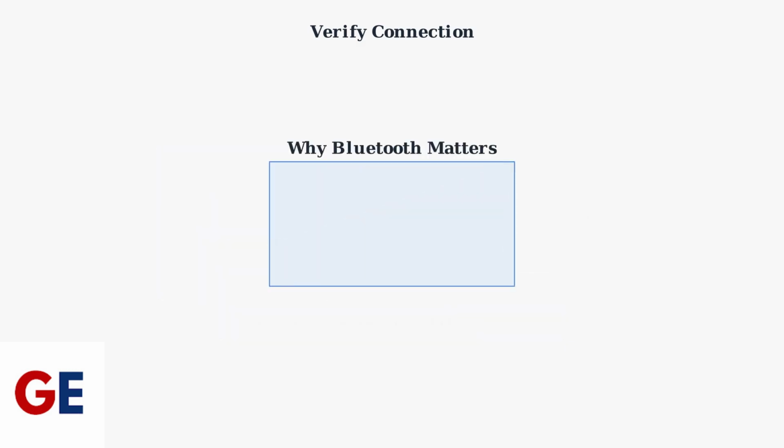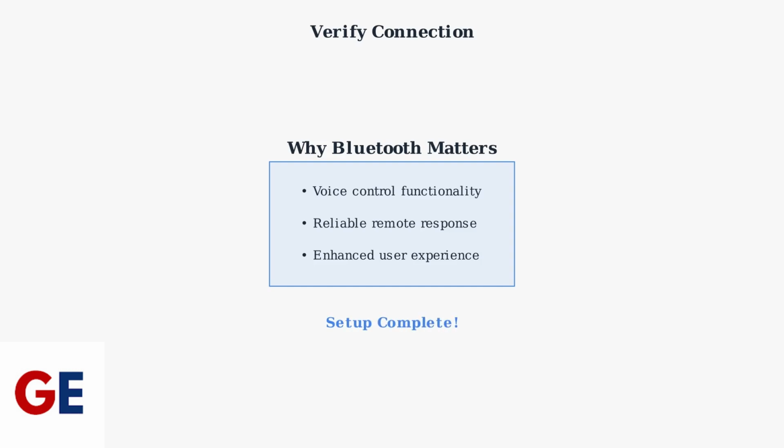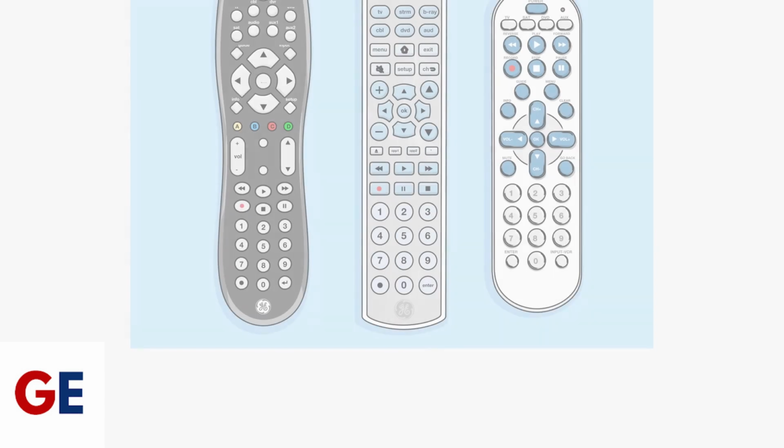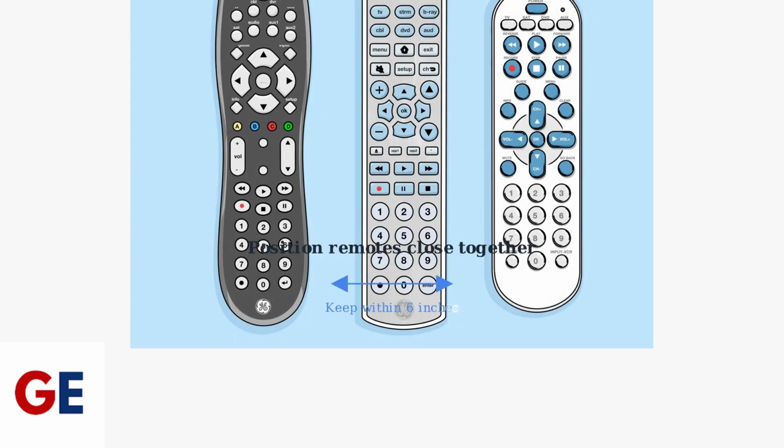Proper Bluetooth connection is essential for your VSeeBox remote's voice control functionality. Once paired successfully, you can use voice commands to navigate and control your device efficiently. Programming your VSeeBox remote to control your TV requires positioning both remotes close together. This allows the VSeeBox remote to learn the infrared signals from your TV remote.